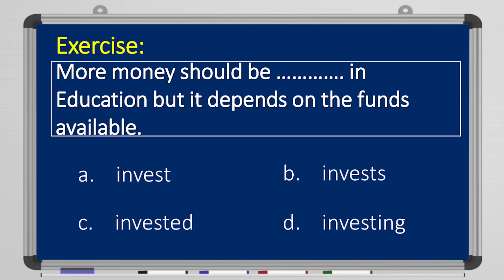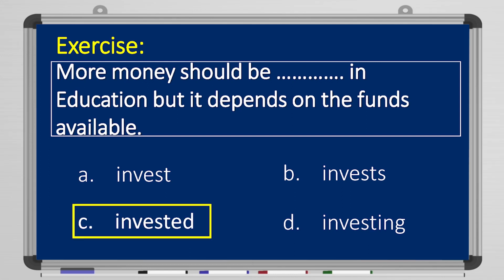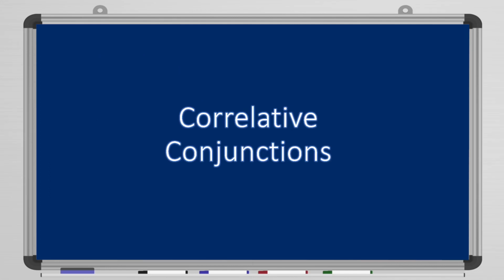More money should be, yes, invested. Excellent. This brings us to the second part of our grammar lesson, correlative conjunctions.